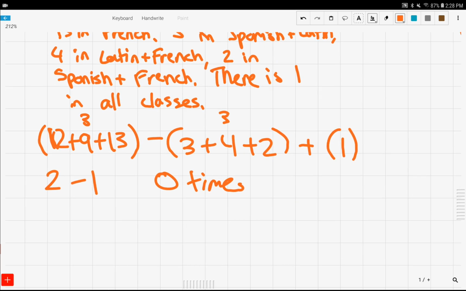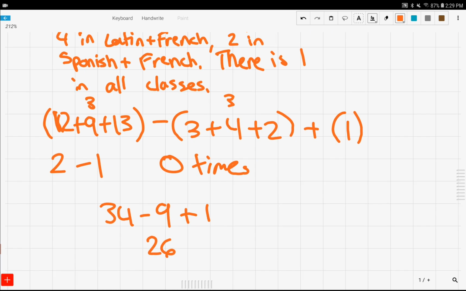So this gives us 12 plus 9 plus 13, which is 21 plus 13, and that is 34. Minus 3 plus 4 plus 2, which is 9, and then finally adding 1. So this gives us a total of 26, if I calculated correctly. 26 people in at least one of the classes.